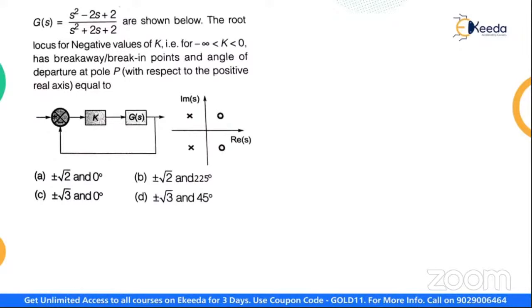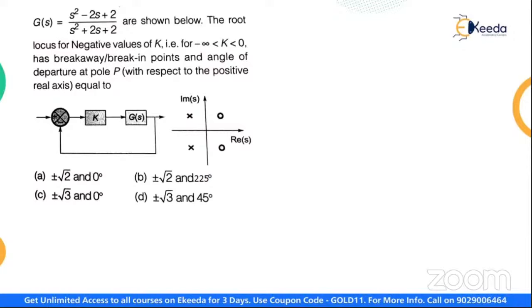G(s) equal to (s squared minus 2s plus 2) upon (s squared plus 2s plus 2) is shown below. The root locus for negative values of k, that is for k from minus infinity to 0, is nothing but kind of a reverse color plot. As breakaway points and angle of departure at point P with respect to the positive real axis equal to, what is that? Let us see.